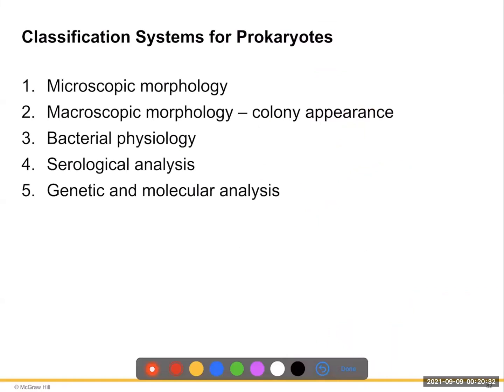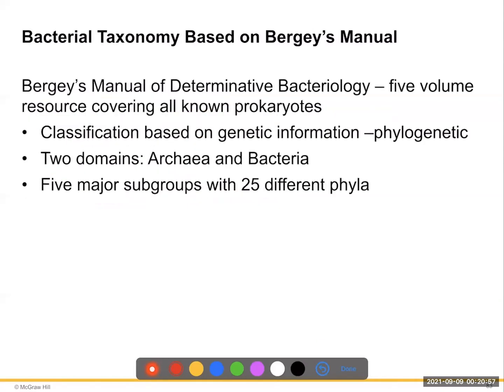We can classify these different prokaryotes with microscopy, macroscopic morphology, which is how they look to the naked eye, physiology, how the bacteria react in different environments, serological, like in blood, and genetic and molecular analysis with DNA. So we have different ways of classifying these prokaryotes. And we have a manual called Bergey's Manual of Determinative Bacteriology. It's a 5-volume resource covering all known prokaryotes. Huge manual, 5 big volumes. Do not memorize that whole manual.